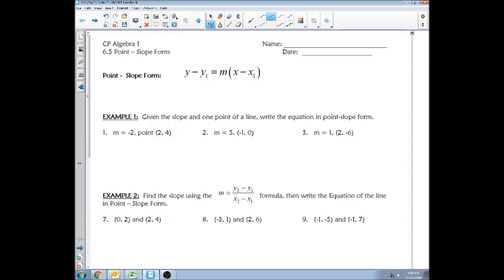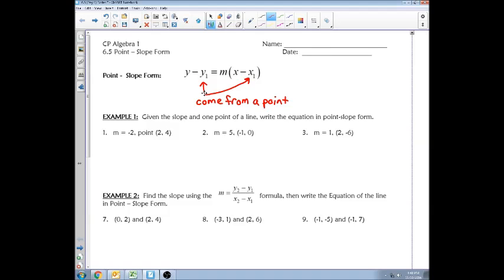What you're going to notice is there's a y minus y1 is equal to m, which we know is the slope, times x minus x1. Well, the y and the x, not the y1 and the x1, but the y and the x are going to stay y and x. The y1 and the x1 are going to come from a point. M is still the slope, just like it always is.